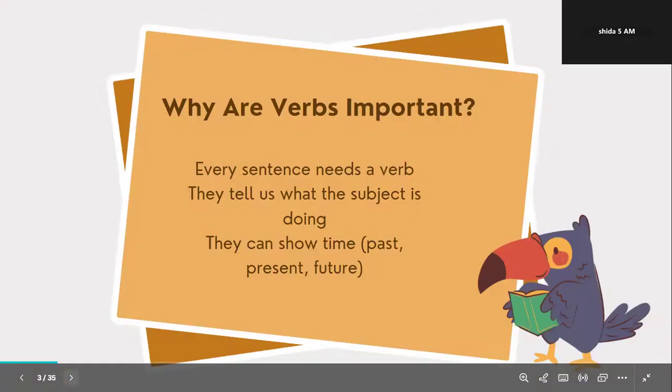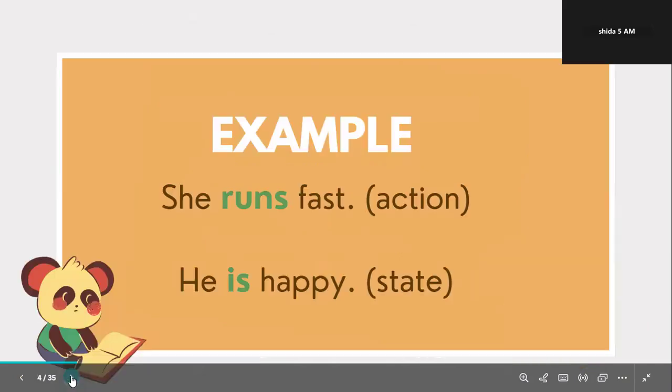And why are verbs important? Every sentence needs a verb. They tell us what the subject is doing. They can show time like past, present, and future. Right? For example, she runs fast. It shows an action. He is happy. It shows a state of being.